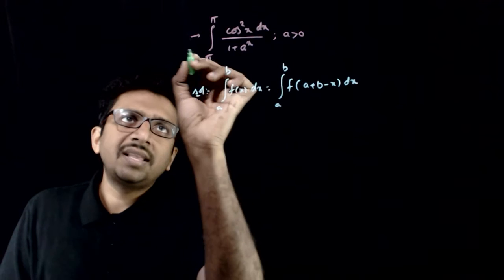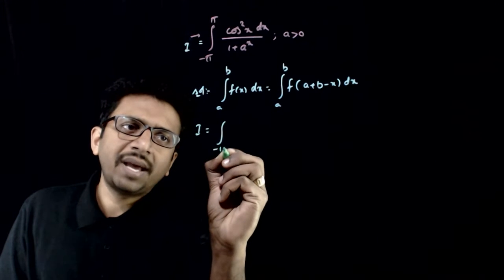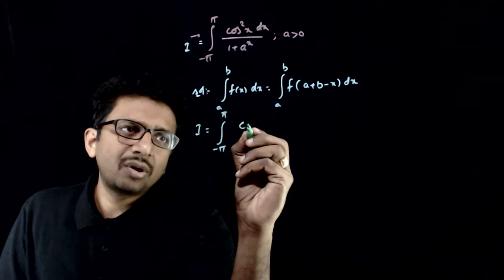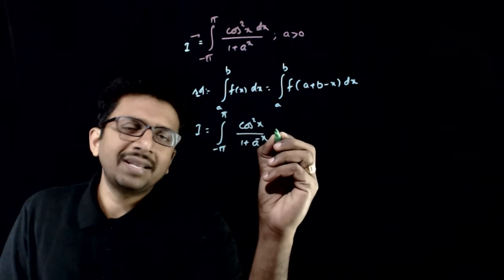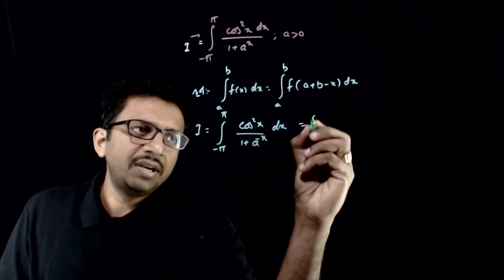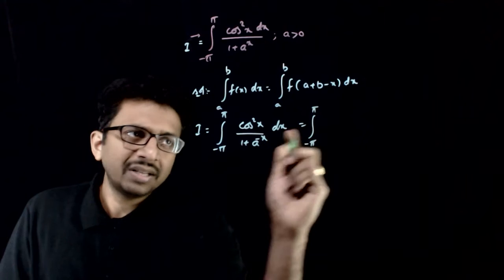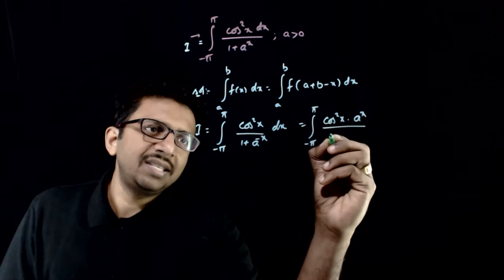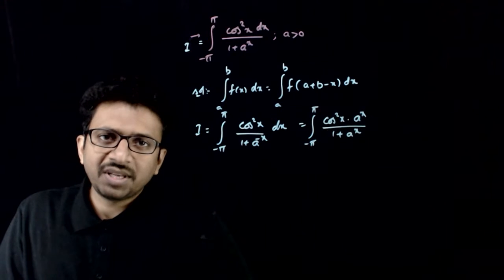So let us say that this is equal to I. So I is also equal to integration from minus pi to pi, where I put minus x in the place of x. So cos square x does not change, by 1 plus a power minus x dx. So that is equal to integration minus pi to pi, a power minus x is 1 by a power x. So cos square x times, if I take LCM, you get a power x by 1 plus a power x.